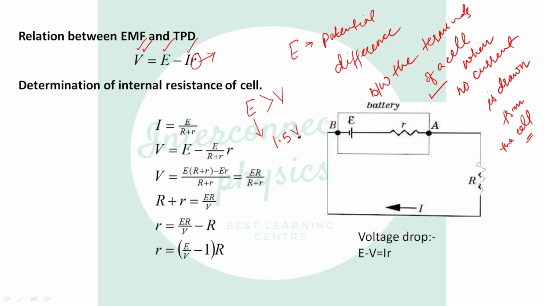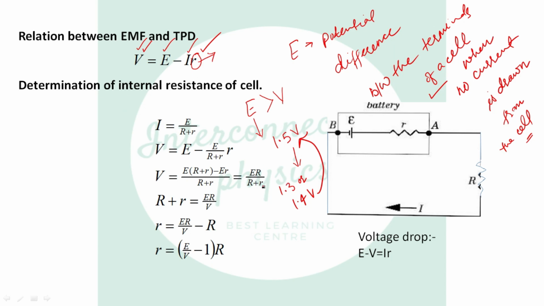But when it is used in some circuit, then the potential difference which we measure may be 1.3 or 1.4 volt. It is not equal to 1.5 volt. Why? Because due to internal resistance of the cell, this terminal potential difference has decreased from the EMF of the cell, and moreover some current has been drawn from that cell. So the left potential difference is called terminal potential difference of the cell.